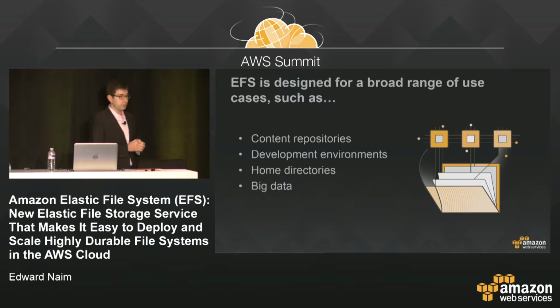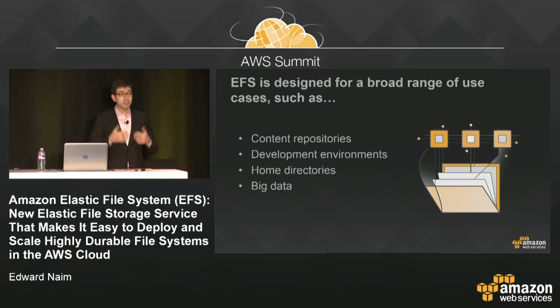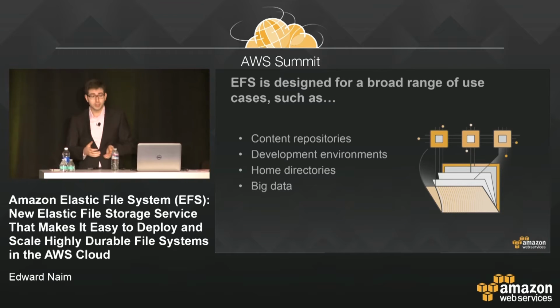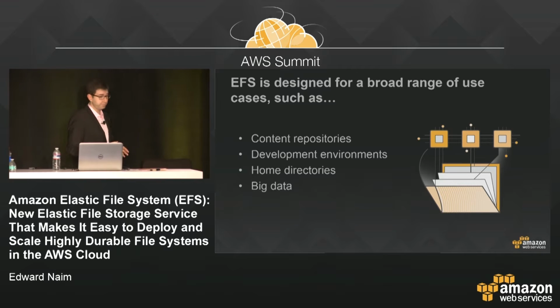And big data workloads often require file system operations and read after write consistency, as well as the ability to scale to high amounts of storage and high levels of throughput. EFS can provide file storage that EC2 clusters can work with directly for big data workloads.